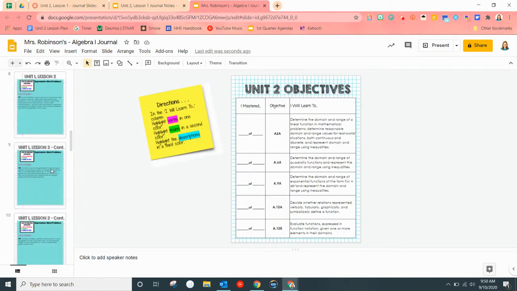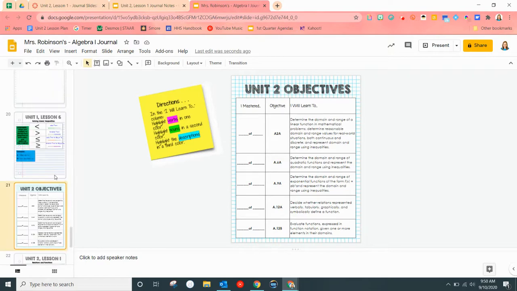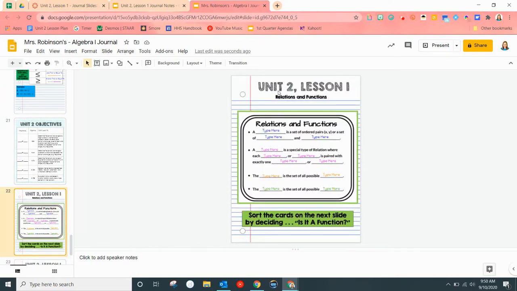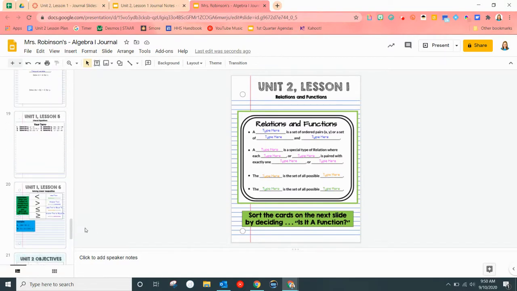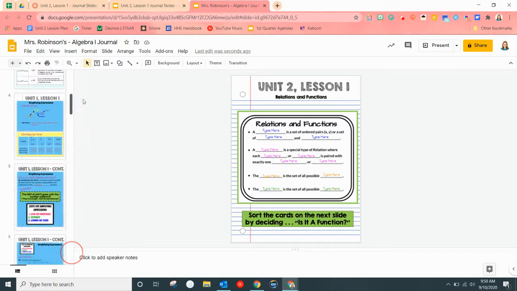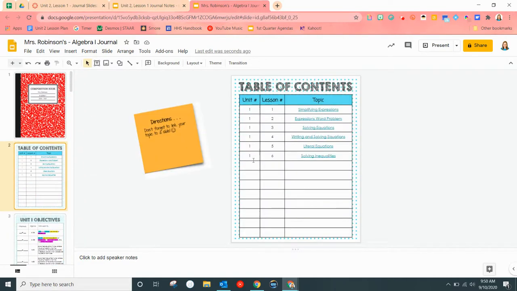Now we need to come up and let's see, where is our Unit 1 Lesson 2? If you want to link the objectives in your table of contents, you can. I'm not really concerned about that. So Unit 2 Lesson 1, I said that backwards. Unit 2 Lesson 1 begins on slide 22. That's how many slides you should have. You should have 23 slides in your journal now, so 22 is the next to the last slide. If you don't have 23 slides, you are missing something.